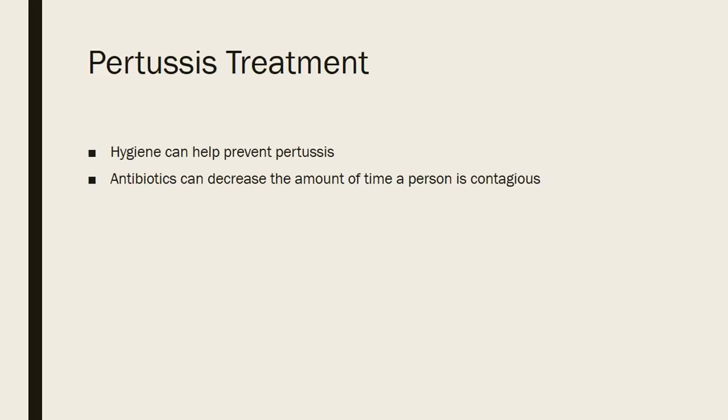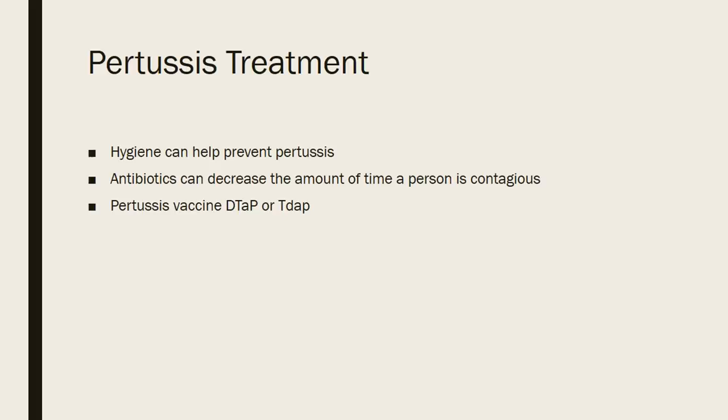Antibiotics can decrease the amount of time a person is contagious. They say that normally a person is the most contagious within 2 weeks after the onset of symptoms, but if the antibiotic is administered, it can help decrease that time. It is the most effective if it's administered early on, so the sooner you get it, the better.